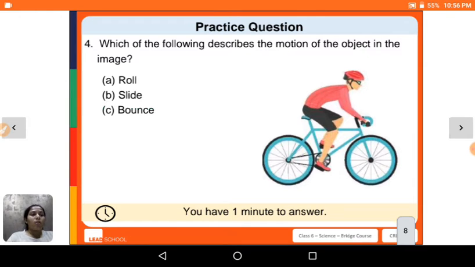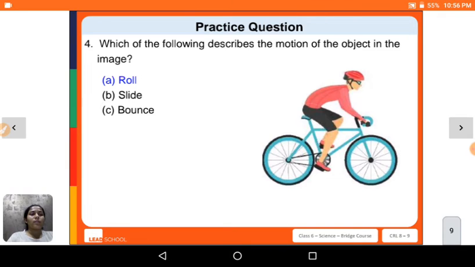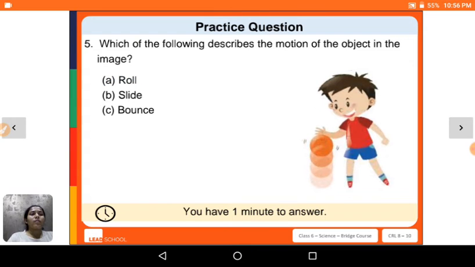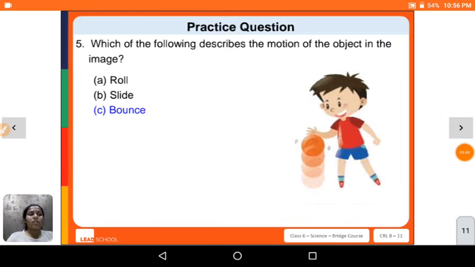Which of the following describes the motion of an object in the image? The object here is a bicycle. What is the motion of that? Round objects roll, so this is rolling. Which of the following describes the motion of an object in the image? A boy is playing with a basketball, which he is bouncing up and down with his hand, right? So this is called bounce. So the answer is bounce.